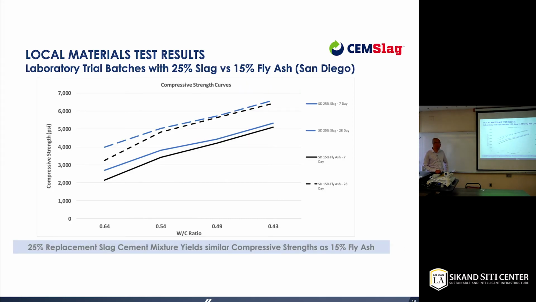Here are some testing results. We are trying to compare 25% slag replacement versus 15% fly ash replacement. These plots show the compressive strength over various water-cement ratios. The solid line is 7-day strength, and the dashed line is 28-day break. As you can see, we didn't see much difference in strength between using 25% slag and 15% fly ash, which means 25% replacement of slag can result in similar compressive strength to 15% fly ash replacement.